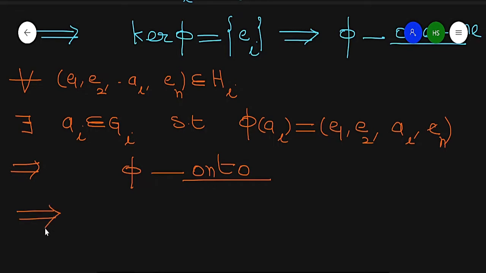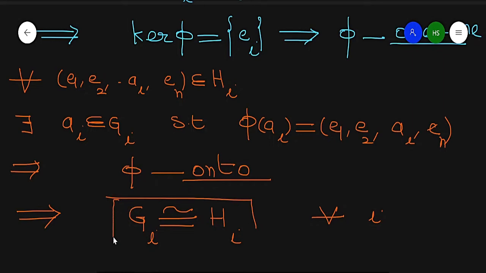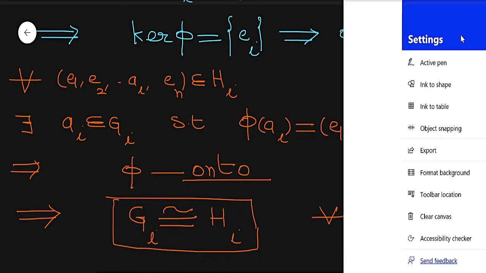So what we get is that Gi is isomorphic to Hi. This is for every i. So each Gi is isomorphic to Hi. So they have the same structure. If they are isomorphic, it means they have different elements but the same properties. So this is the isomorphism. Now this is the first step.